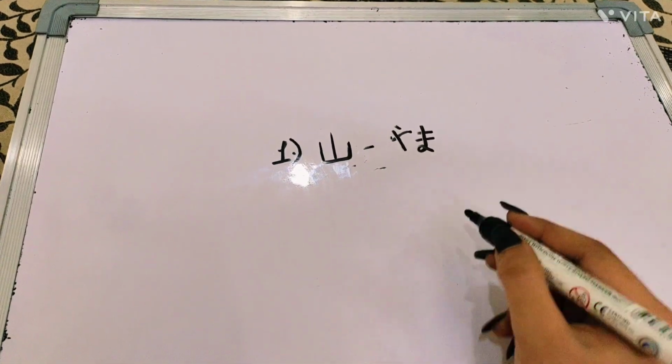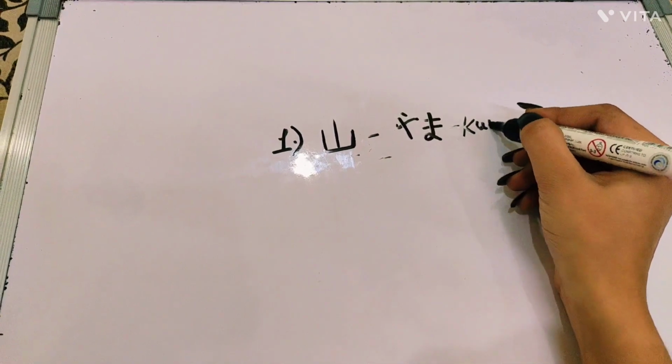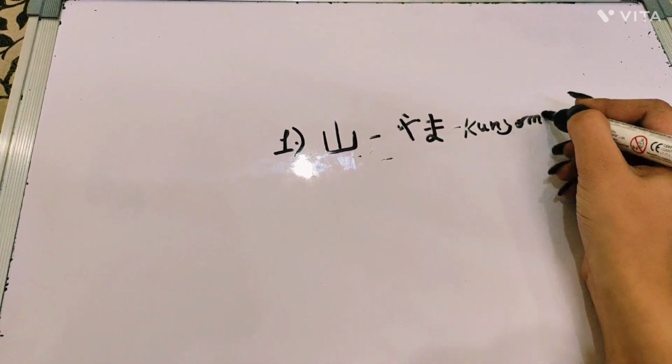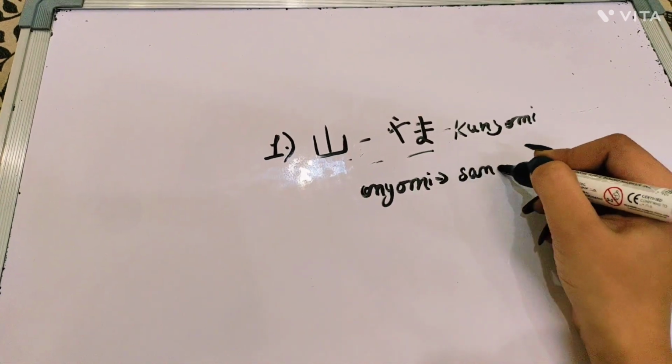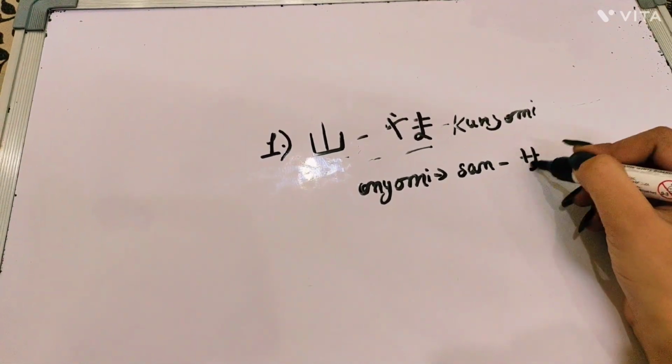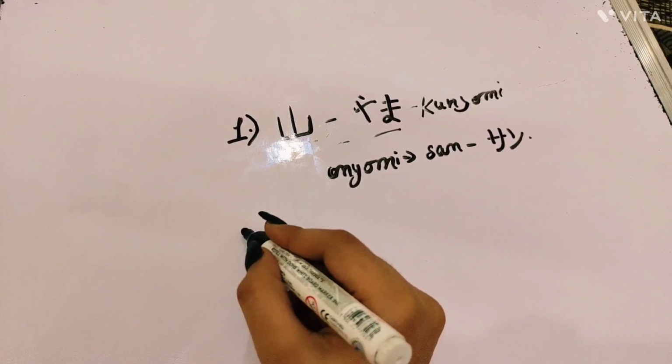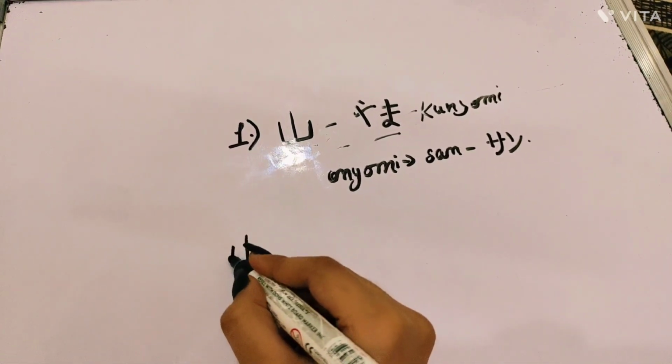Today we are doing N5 Basic Japanese Kanji Lesson 1. Shall we start? So everyone, our first kanji is Yama. Yama is a kunyomi, and the onyomi of Yama is San. Right? Now, draw with me, Minnasan.